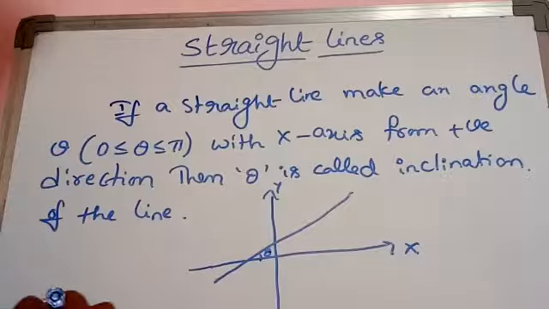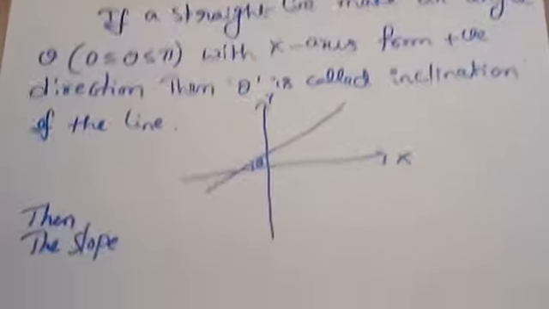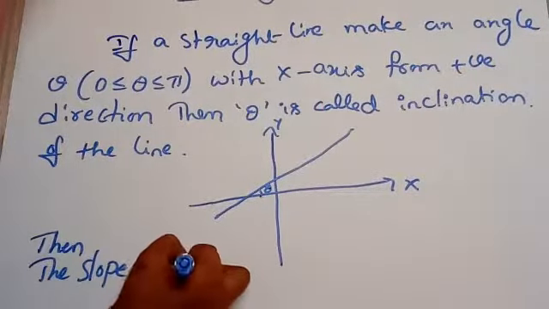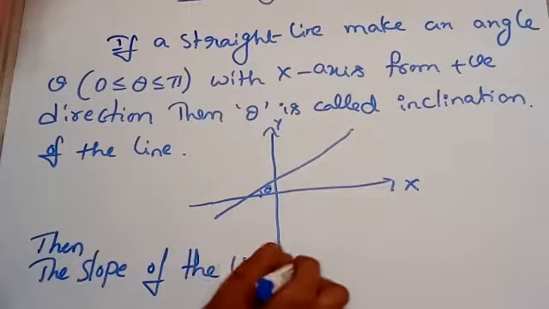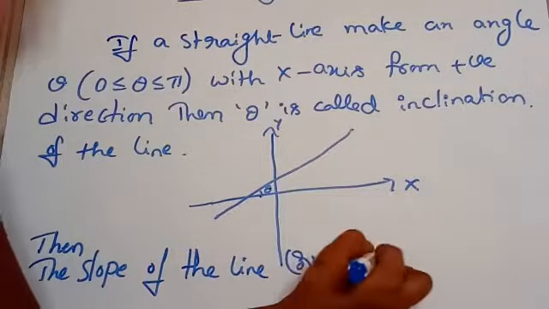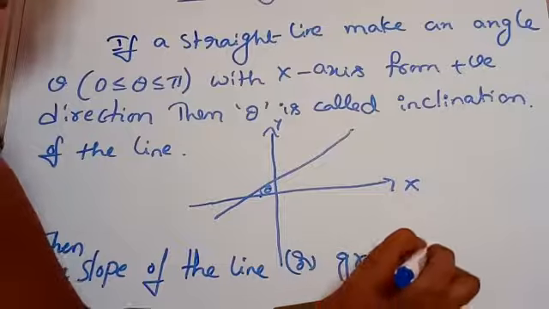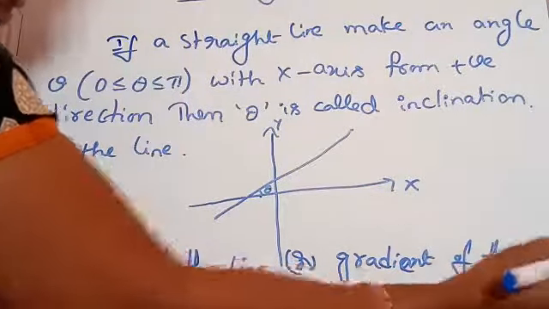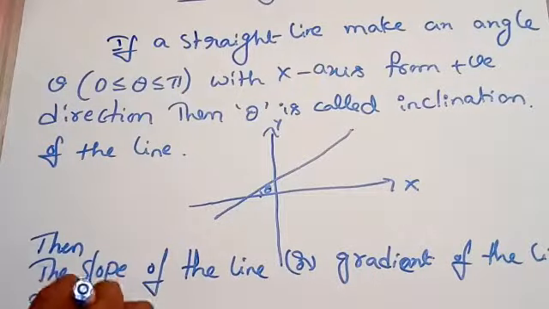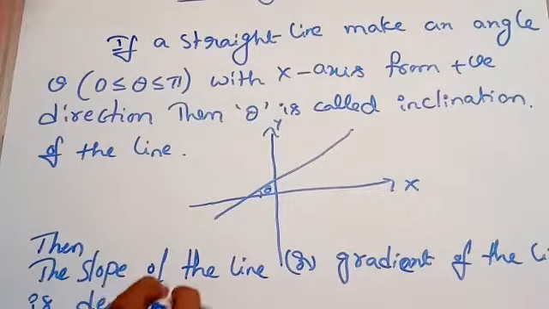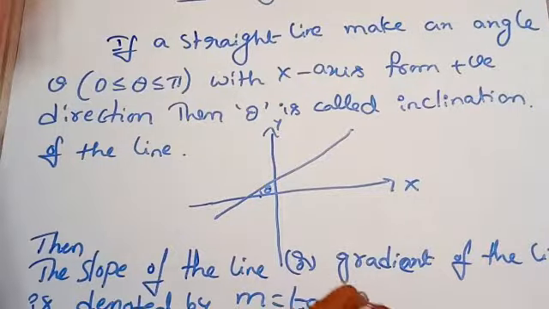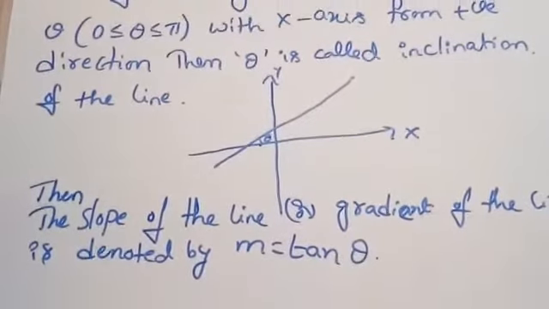Then the slope of the line, or gradient of the line, is denoted by small m, which is equal to tan theta.